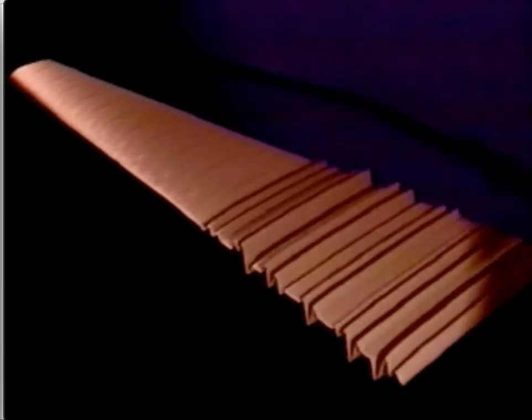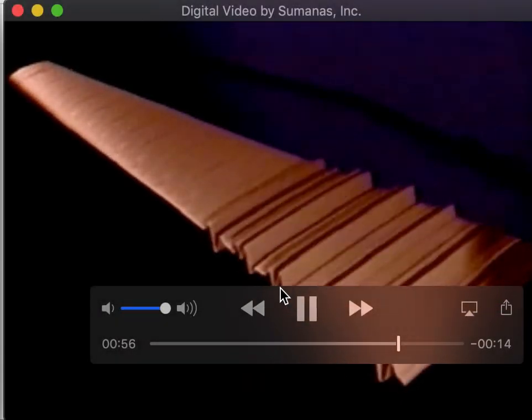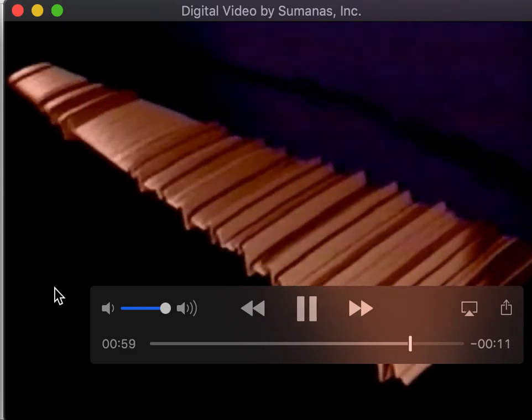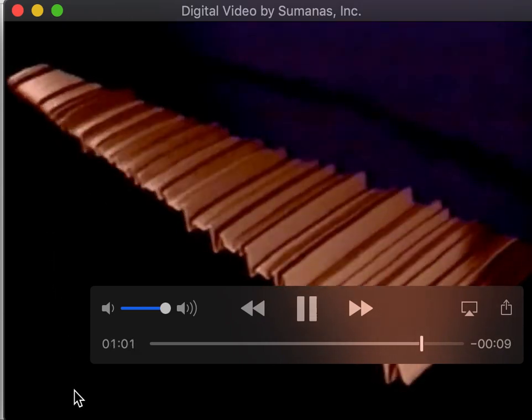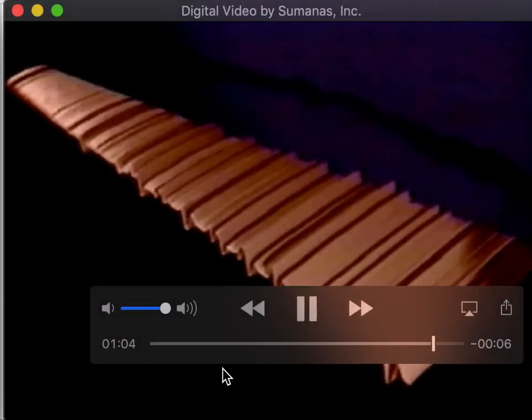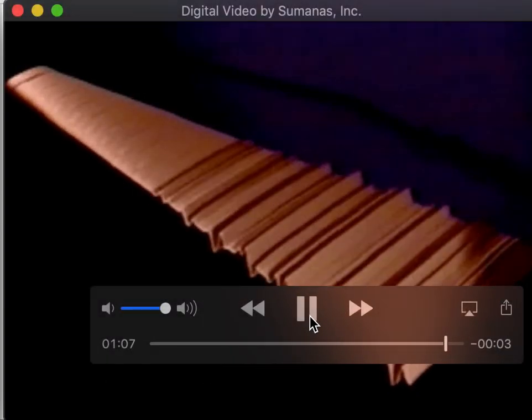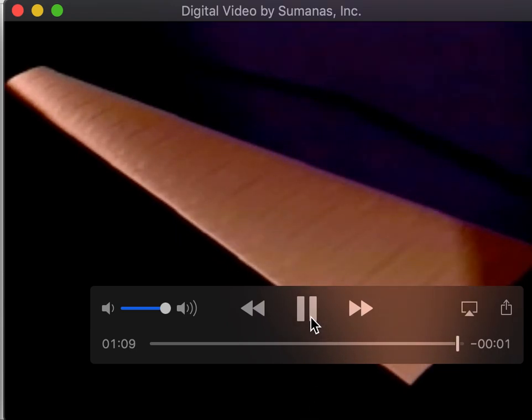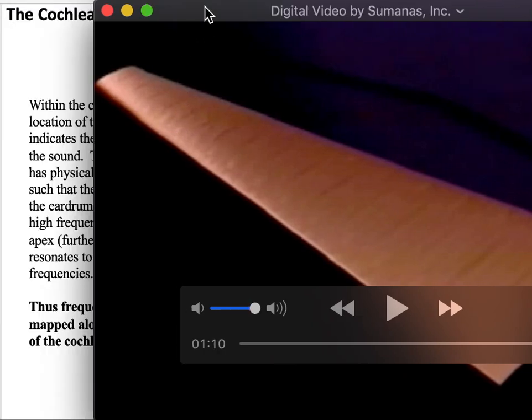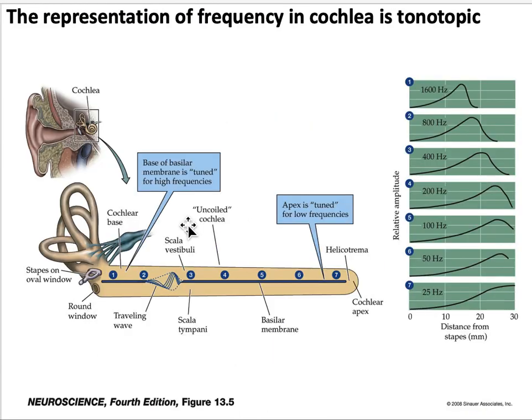So low frequencies, higher frequencies. And so when there's a lot of frequencies coming in, the whole thing is sort of vibrating. Okay, this shows the same thing that we just saw. So lower frequencies cause this part of the basilar membrane to vibrate, higher frequencies on this side. And it's not as clean as that video would seem to indicate.